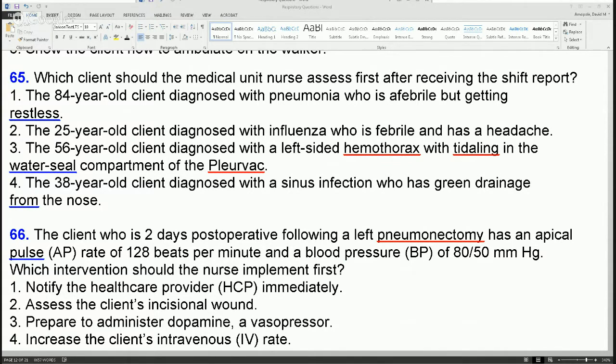One. It is 1, yep. An elderly client diagnosed with pneumonia may not present with normal symptoms such as fever. Restlessness may indicate a decrease in oxygen. This is the one where you look for your unstable patients.